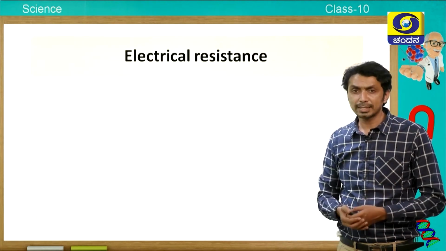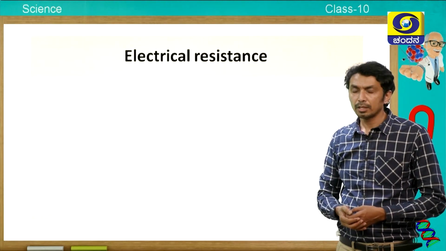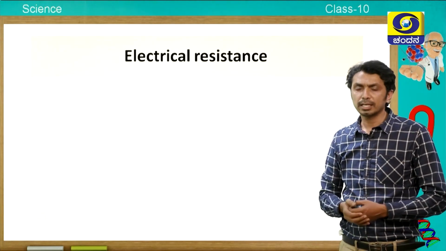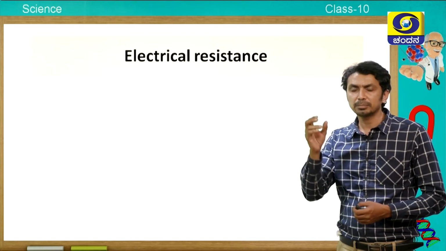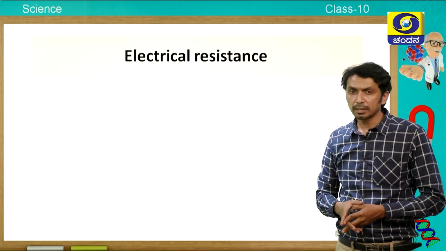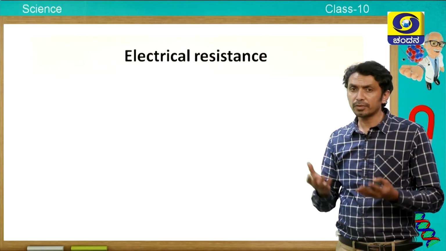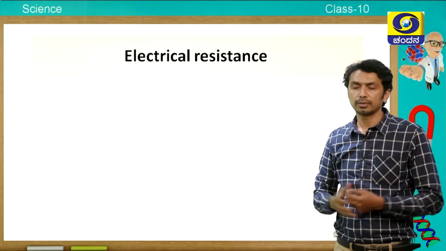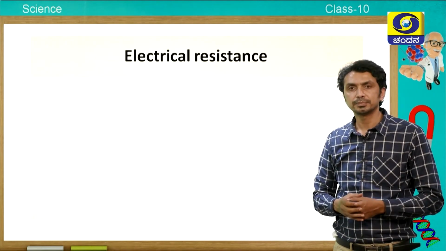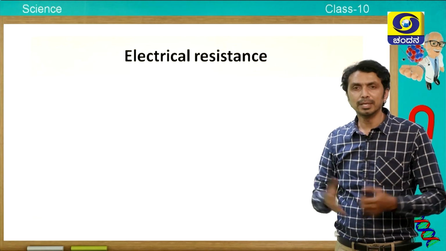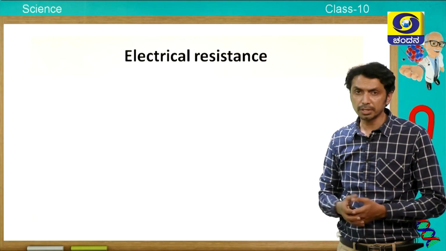So what is electric resistance? Now let me give you an example. If you take an electric bulb, that electric bulb needs some potential difference to function. But when the potential difference or the voltage that is given to the bulb is too high, what will happen to the bulb? Yes, you are right. The bulb will burn because of the high voltage.